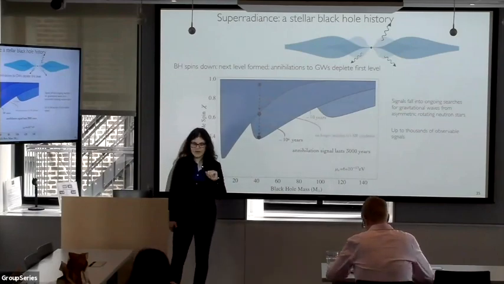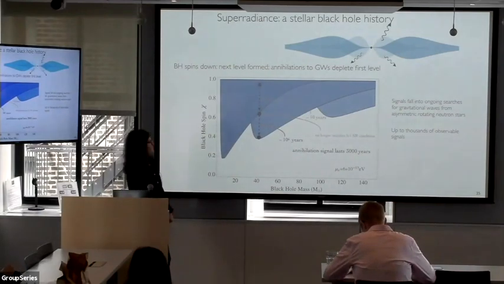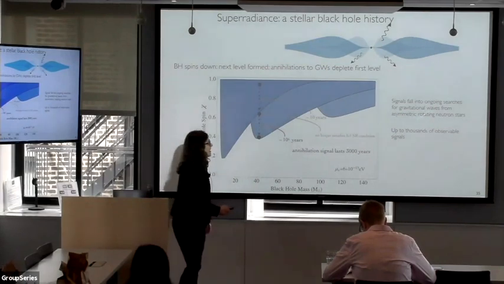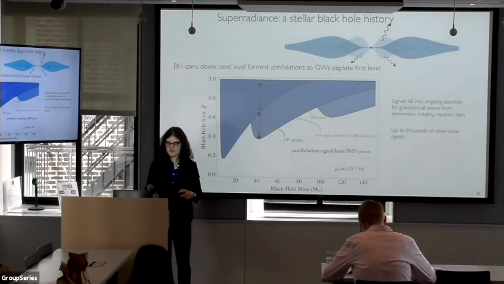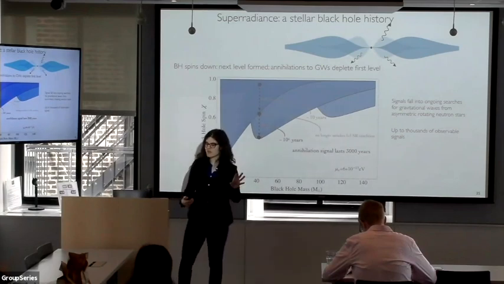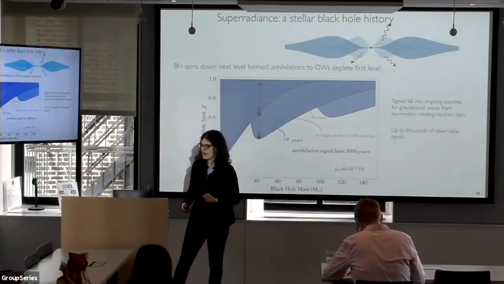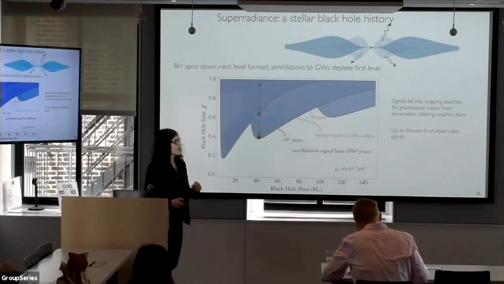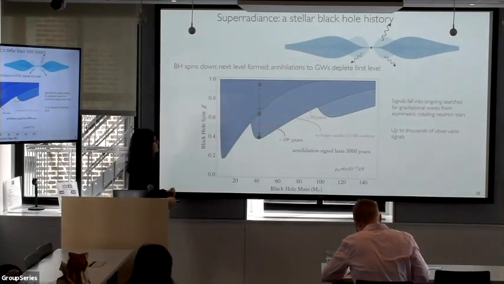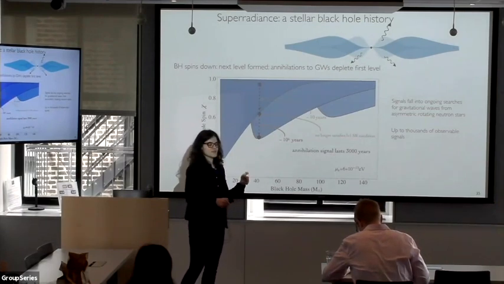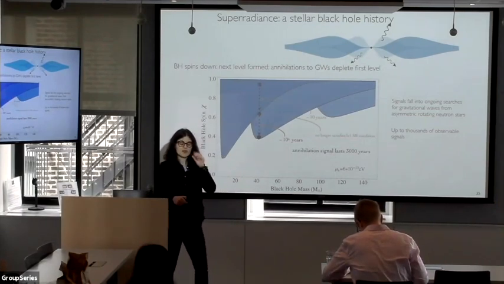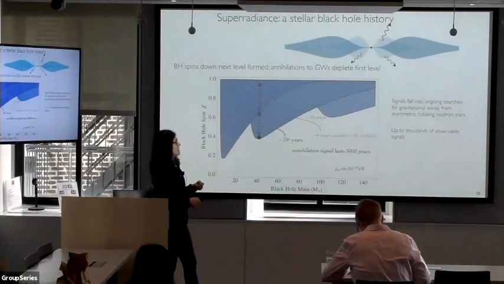So the other very cool and possibly non-intuitive thing is that you have this huge energy density in the cloud, and that can actually source gravitational wave radiation, which is observable at LIGO. And I'll talk about that in a few slides. But for now, it turns out that the gravitational waves will deplete the first level, so it'll cause the occupation number in the level to decrease with time. And at that point, the next level will grow.